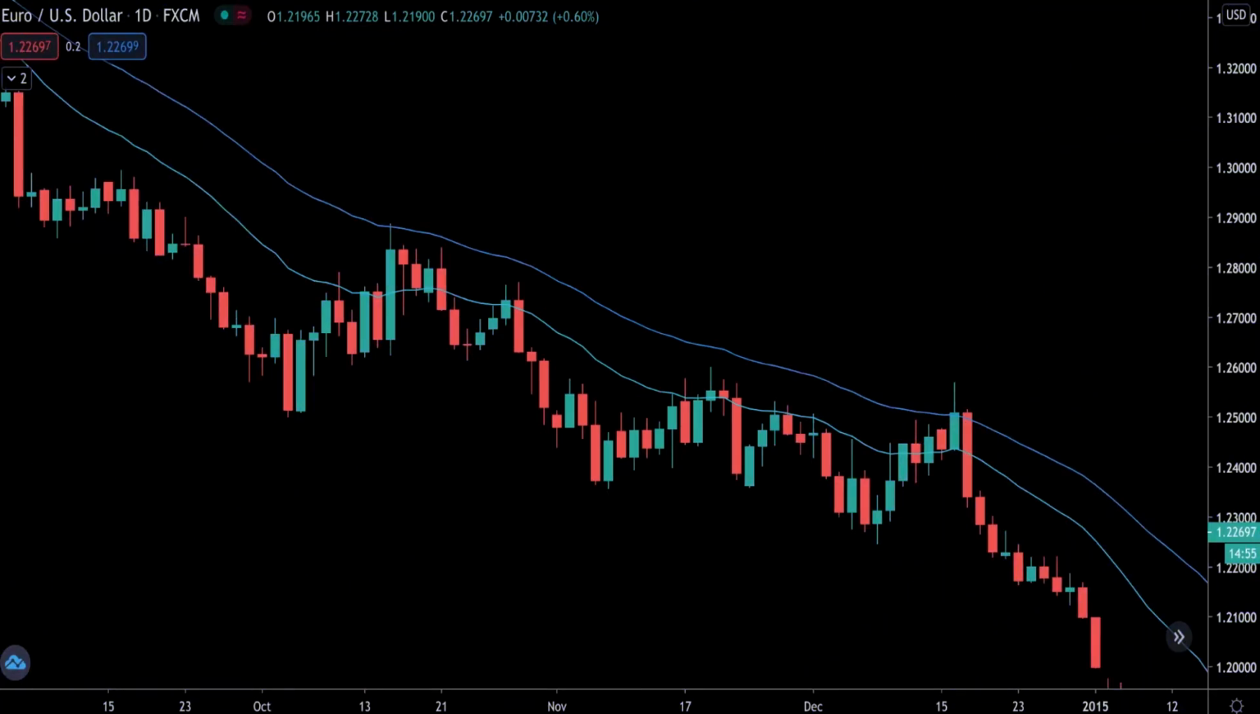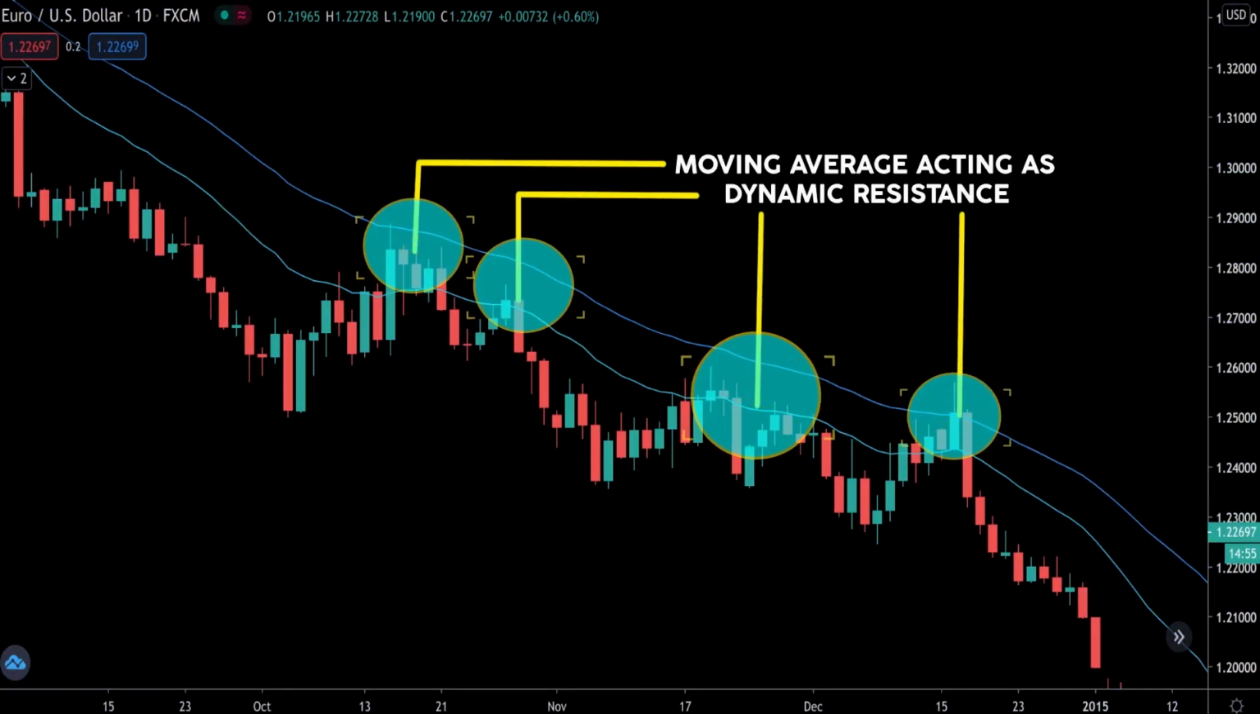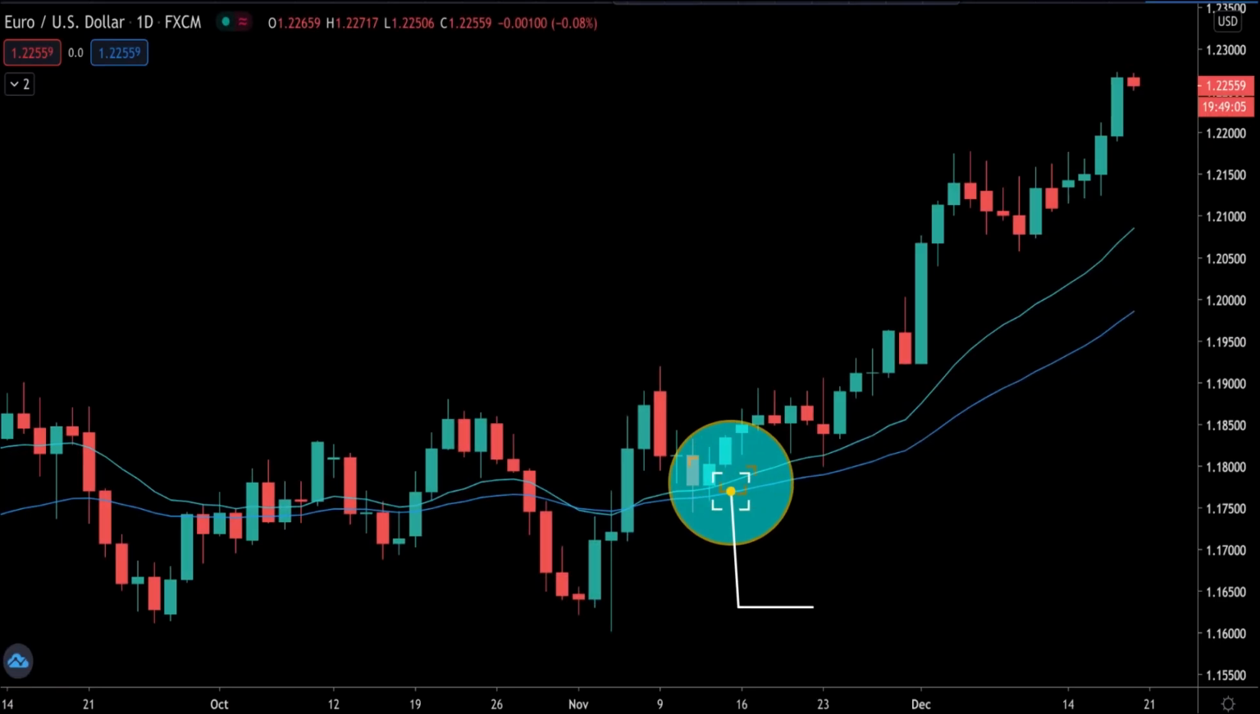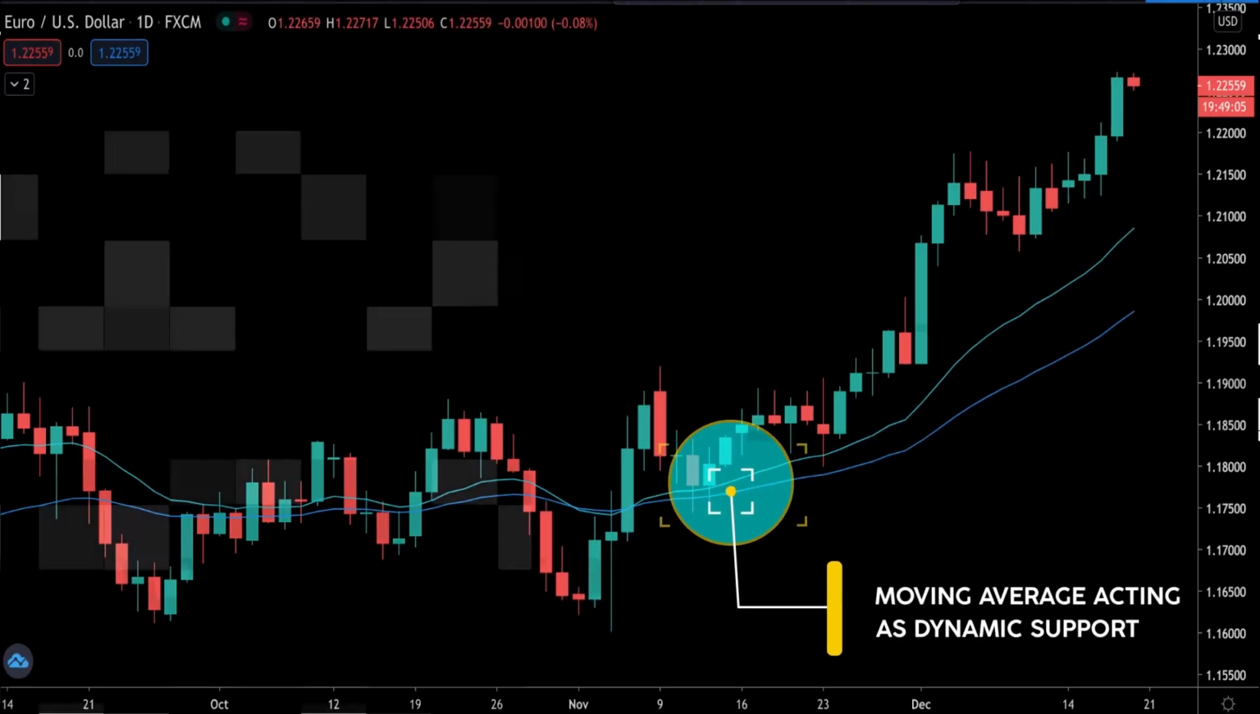The next thing that you can use a moving average for is as dynamic support and resistance. If you are using two moving averages and looking for the typical moving average crossover, the area between the two moving averages can also be viewed as a zone of dynamic support and resistance. Here are a couple of examples here to illustrate this point.